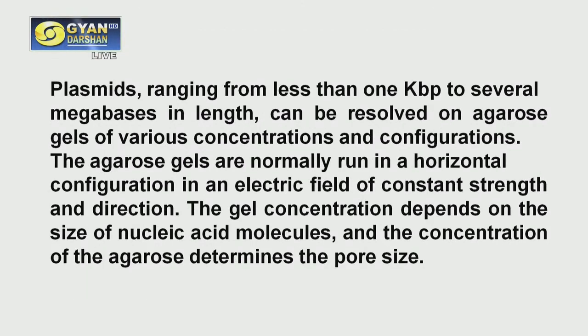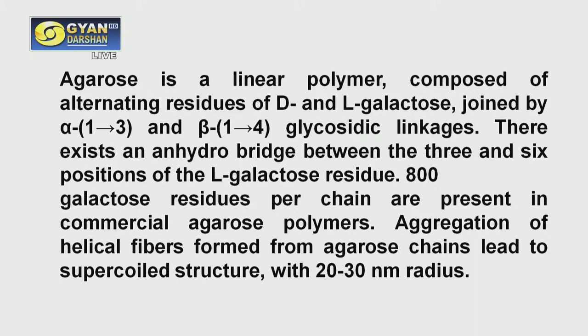Now what is agarose? Agarose is a linear polymer composed of alternating residues of D and L galactose joined by alpha-1,3 and beta-1,4 glycosidic linkage. There exists an anhydro bridge between the 3 and 6 positions of the L-galactose residue. 800 galactose residues per chain are present in commercial agarose polymers. So basically, these are alternating residues of D-galactose and L-galactose, joined by the glycosidic linkage.